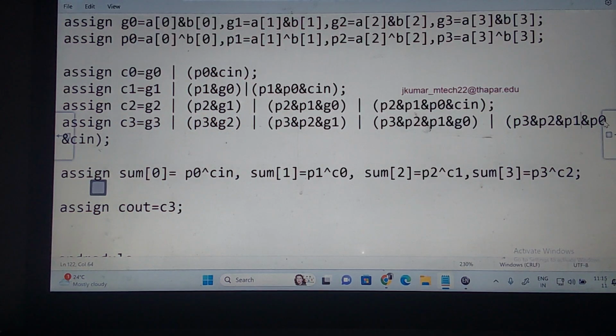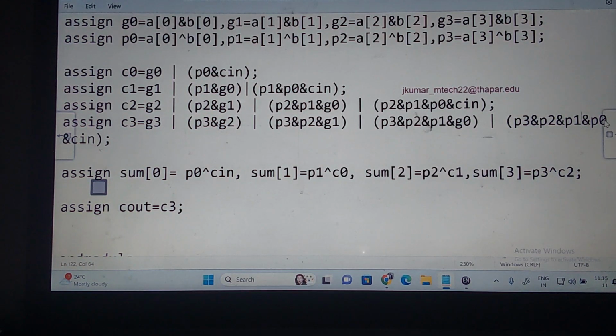Then that leads to the problem of fan-in. All gates will have a typical value of fan-in. If the number of inputs you connect to the NAND gate is, say, 6.